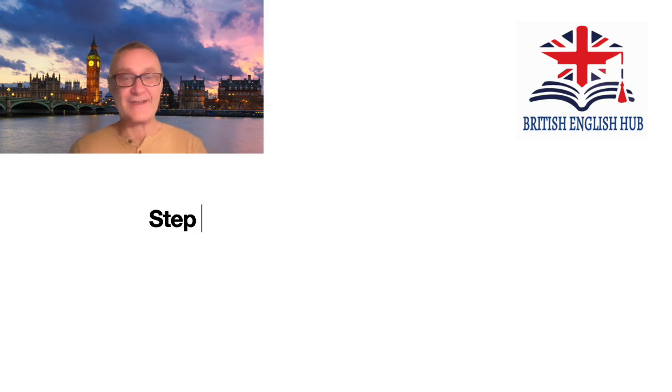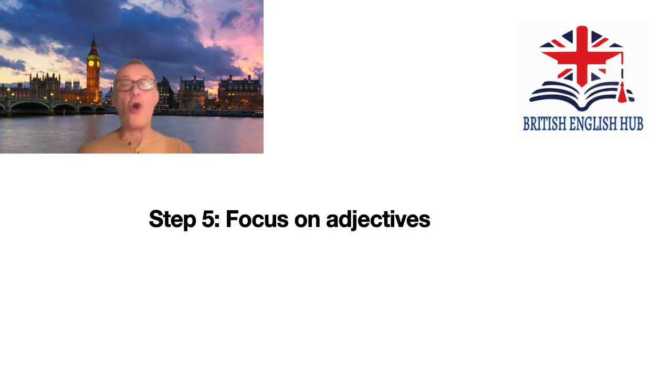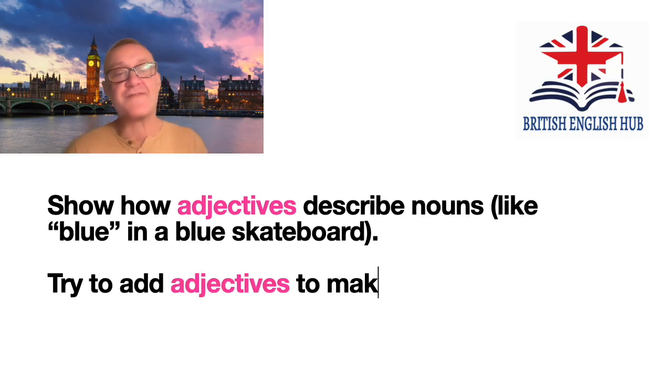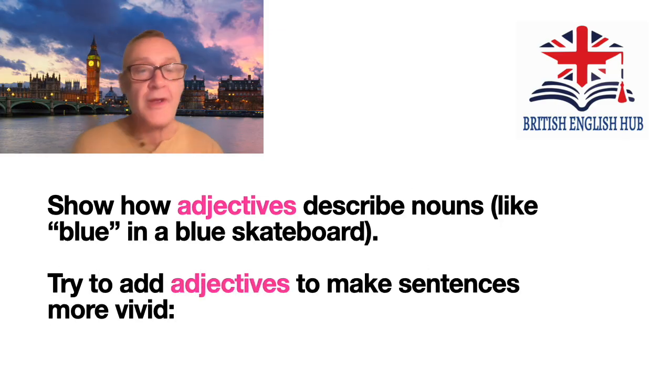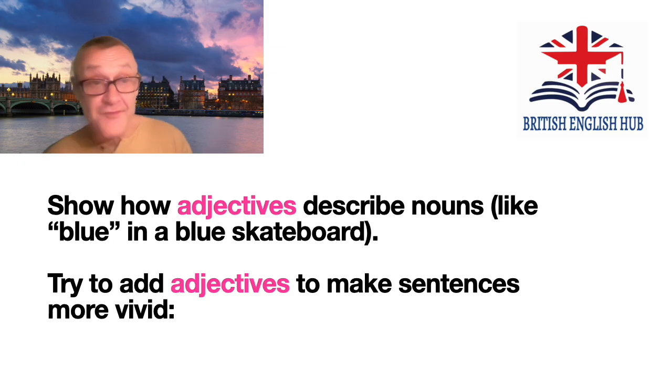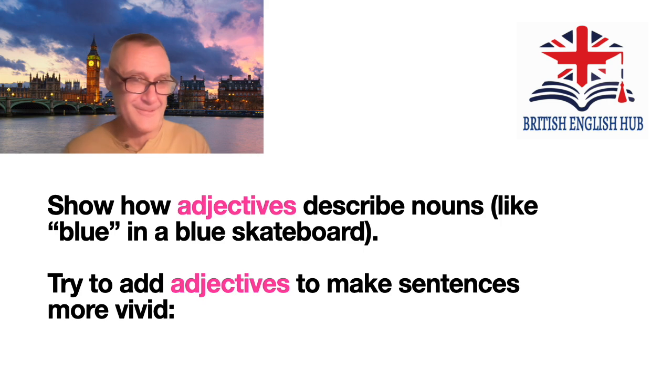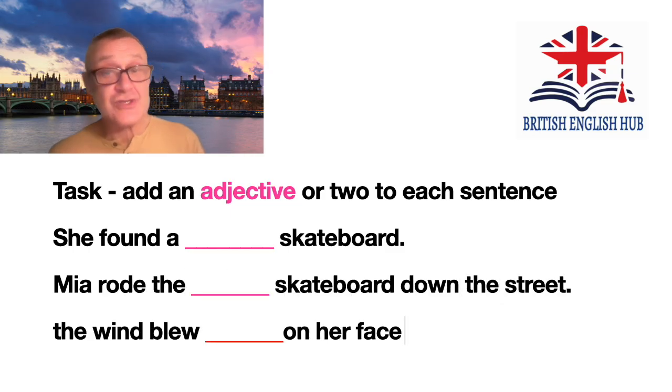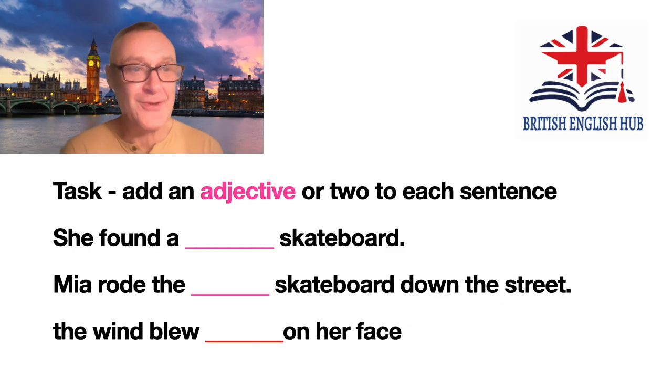So next is going to be step 5, which is focus on adjectives, and this makes your sentence a little bit more interesting for the reader. So basically, let's have a look. Show how adjectives describe nouns, like blue in a blue skateboard. Don't forget, colours are adjectives. Many people don't know that, but now you do. Try to add adjectives to make sentences more vivid. So task: add an adjective or two to each sentence. This is your task. So off you go, do that, and I will give you some feasible answers.